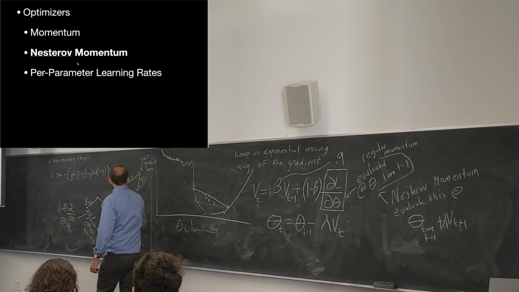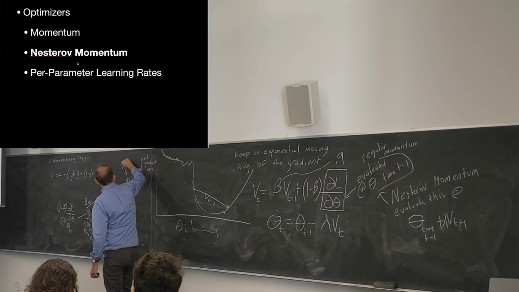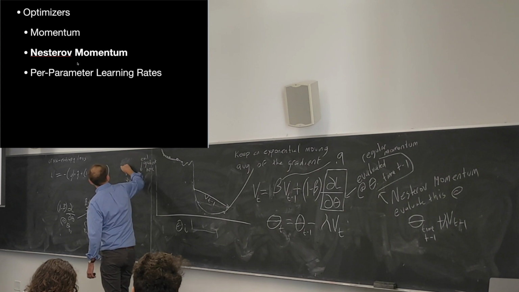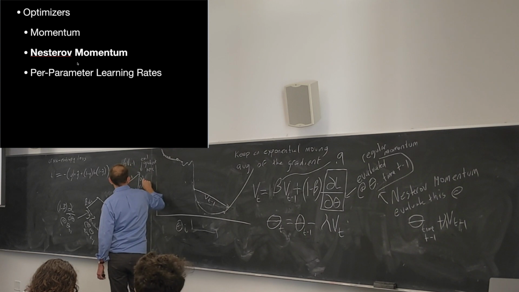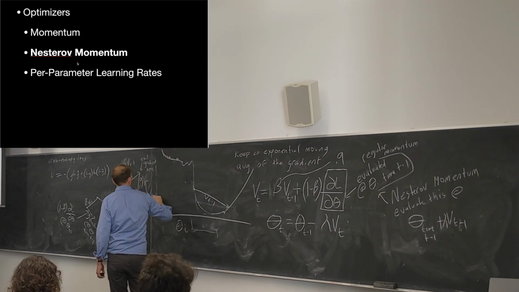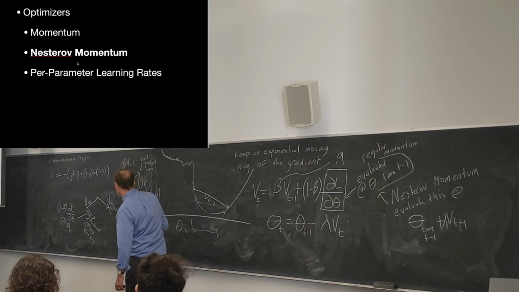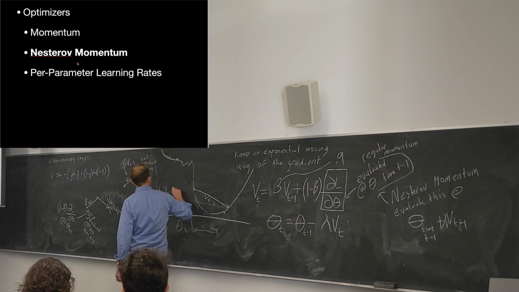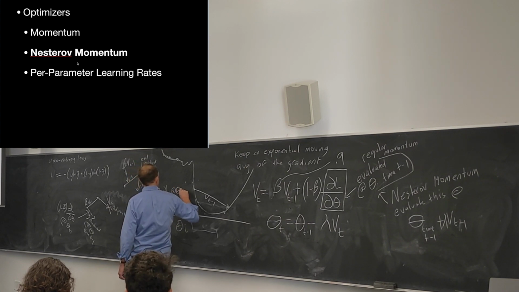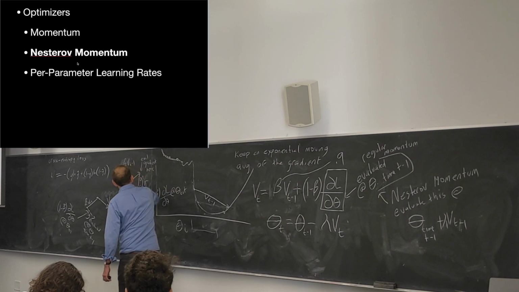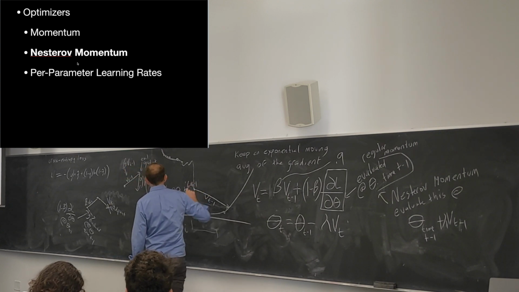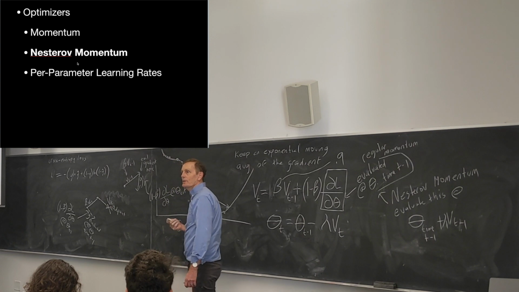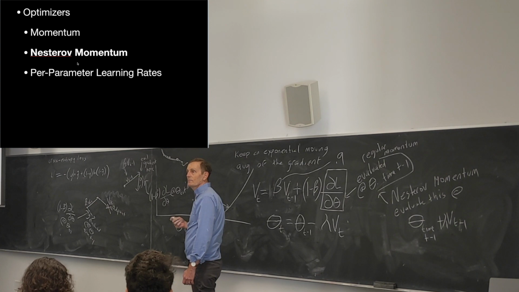Yes? Here, this as well is 1 minus beta, beta v of t minus 1. And this is 1 minus beta times the partial derivative, again of theta, and this is at theta t minus 1 plus beta v t minus 1. Gotcha. So how would you calculate that theta? Like look ahead and calculate that theta?